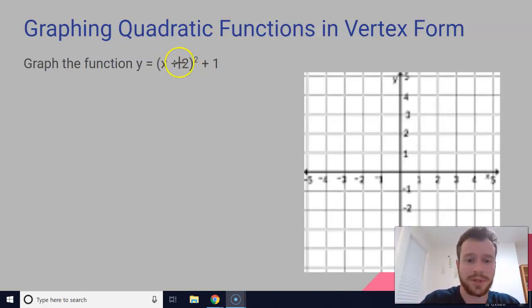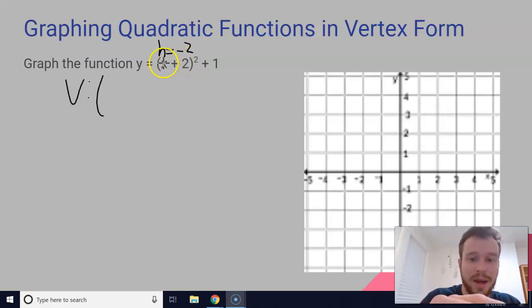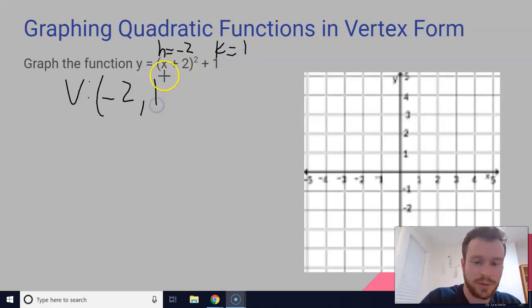And what I'm going to do first is identify the vertex. So the vertex is going to be (h, k), and h in this case is negative 2 because of x minus h. X minus negative 2 is x plus 2. So h is negative 2 and k is 1. So negative 2, 1. Now the axis of symmetry is also going to be very important here. It's x equals negative 2.